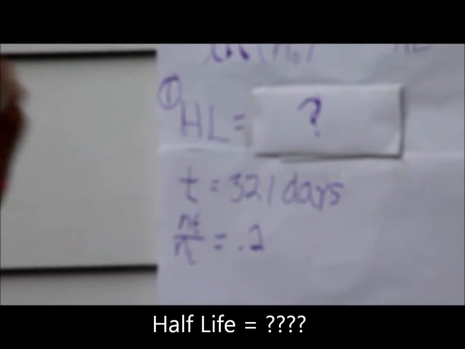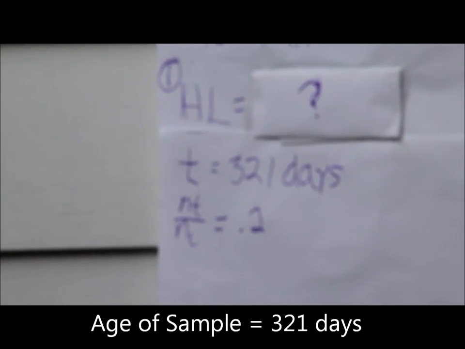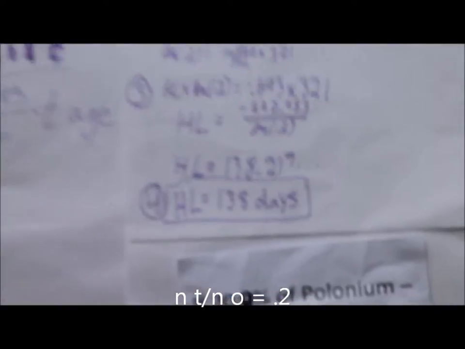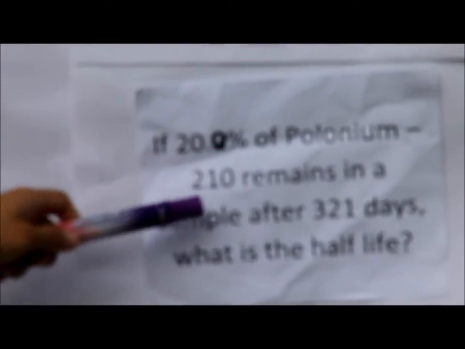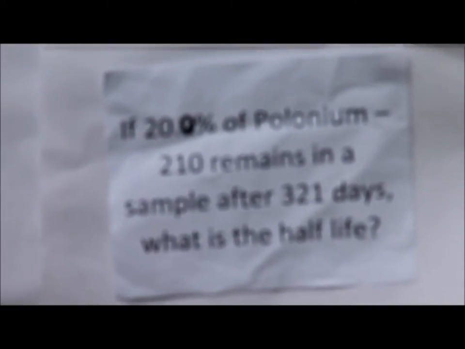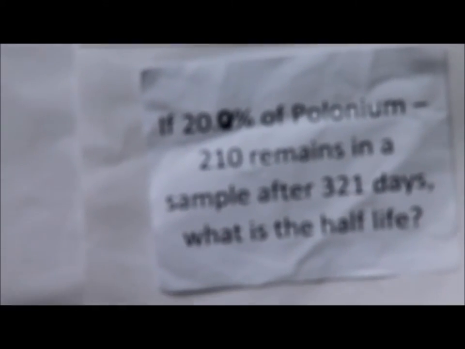So first let's find the variables. Finding half-life, TH is 321 days. The problem is, 20% of polonium-210 remains in the sample after 321 days, what is the half-life? So we're finding the half-life, TH is 321 days, and NT over NO is 0.2.